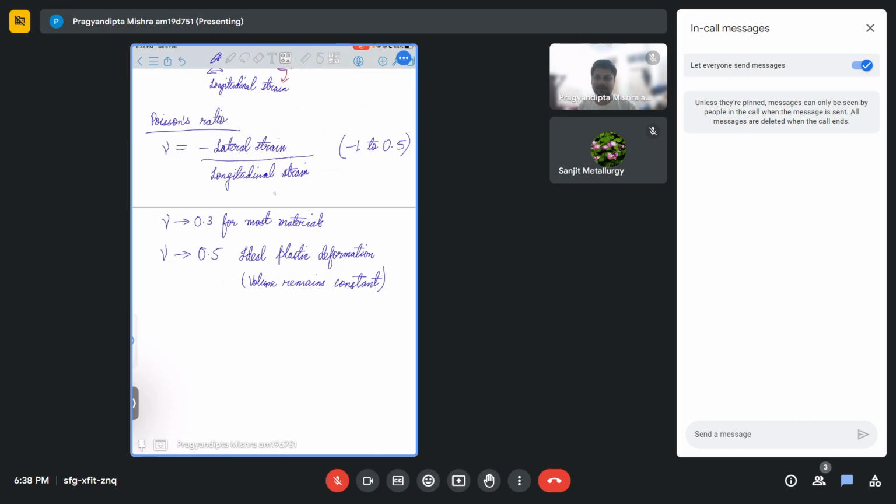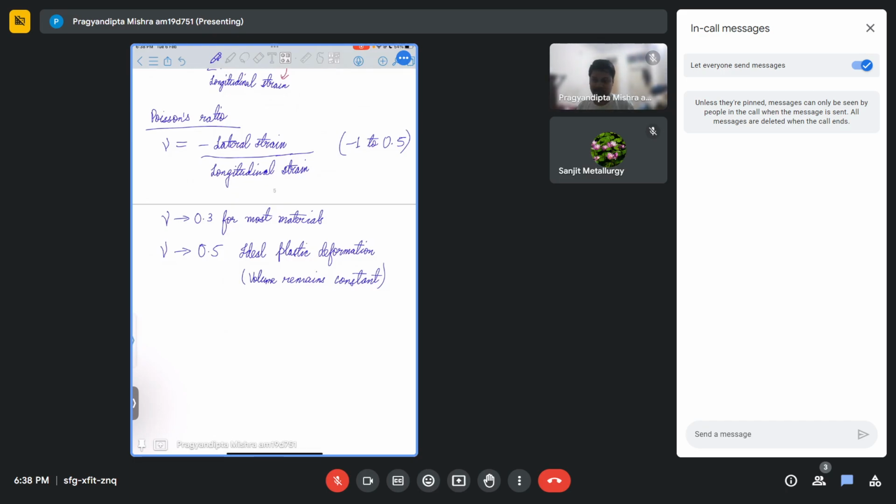Next concept. Just a second. Let me see if I missed something before I move on to the next concept. Yeah, I think that is okay.